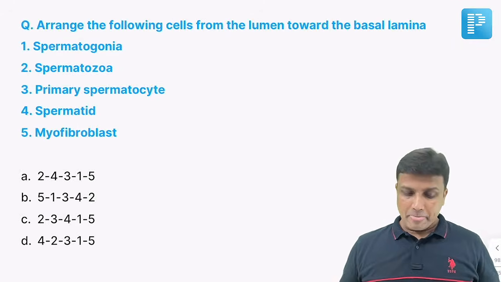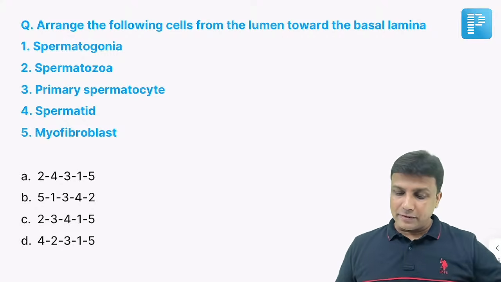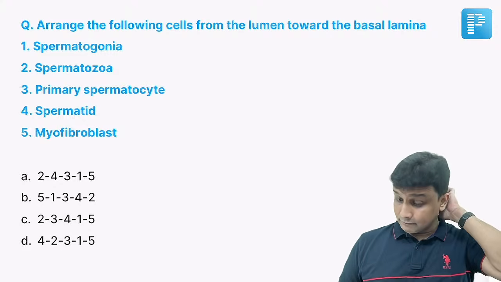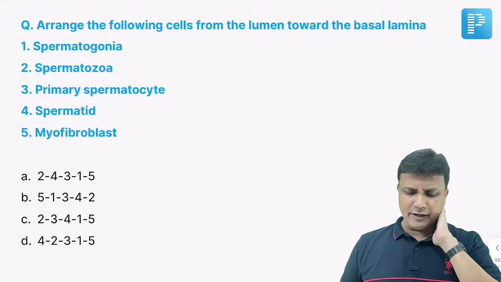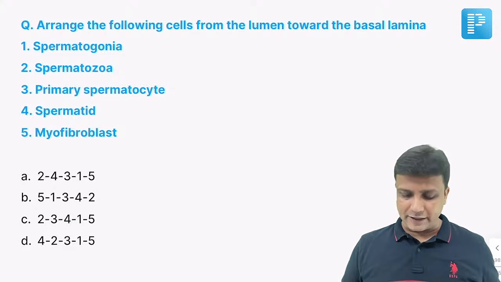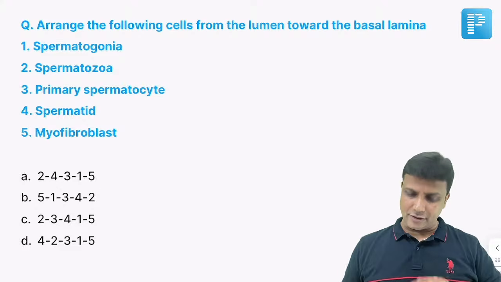Now the next one. Arrange the following cells from the lumen towards the basal lamina. Spermatogonia, spermatozoa, primary spermatocyte, spermatid and myofibroblast.